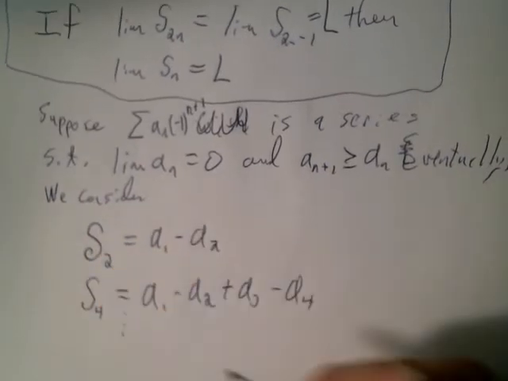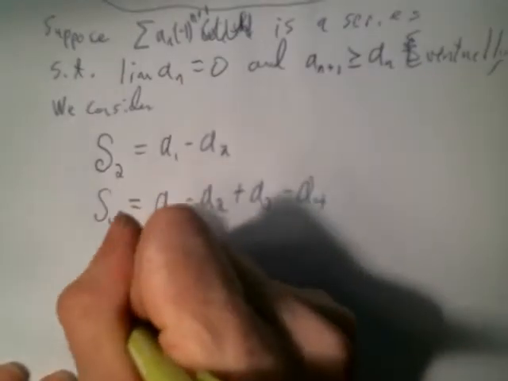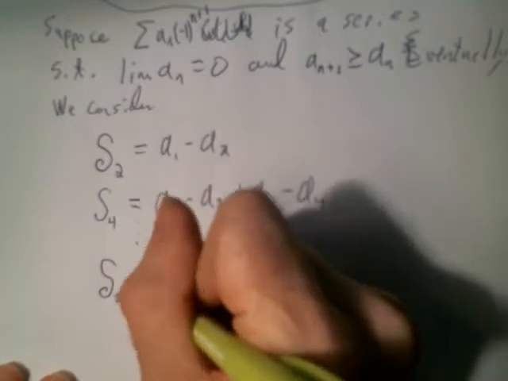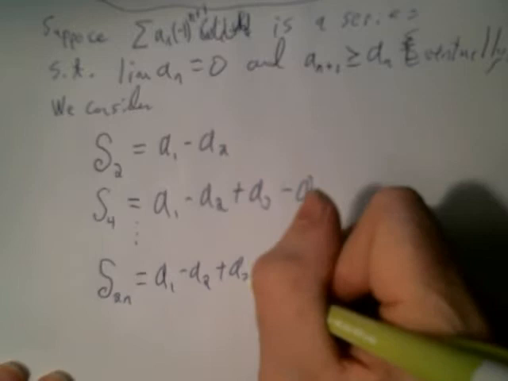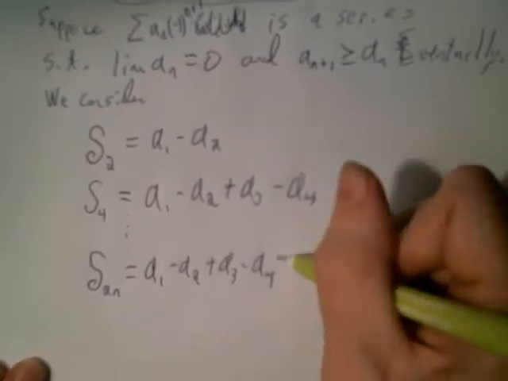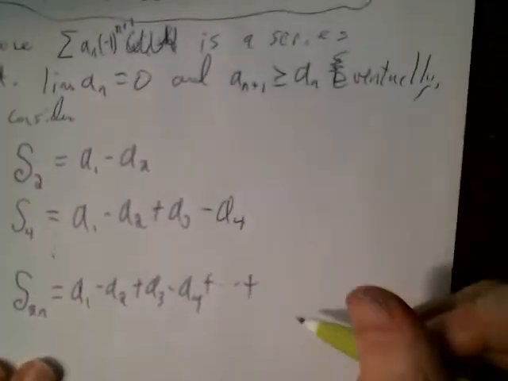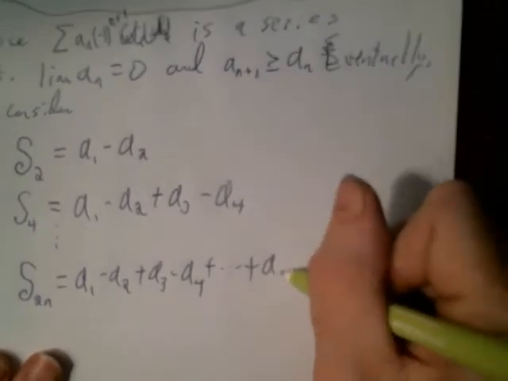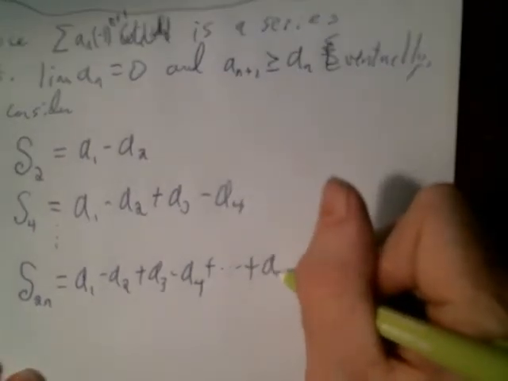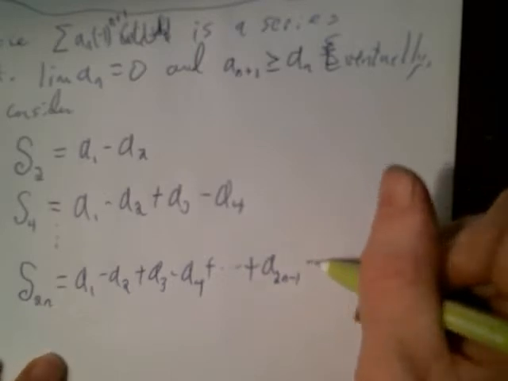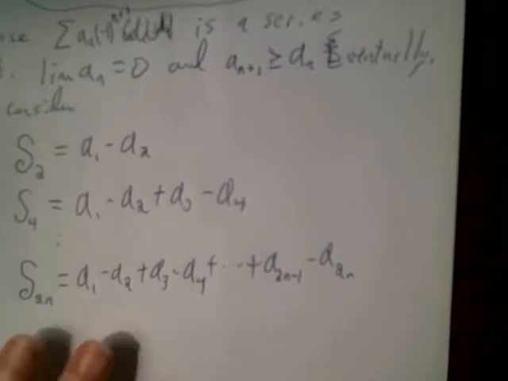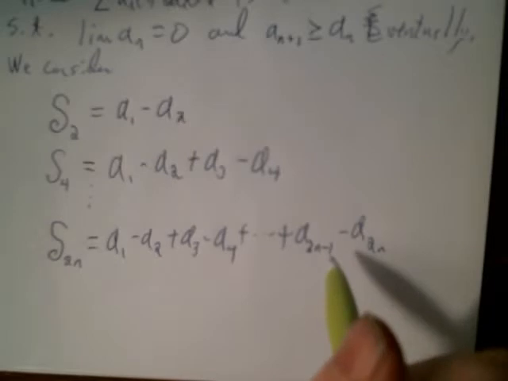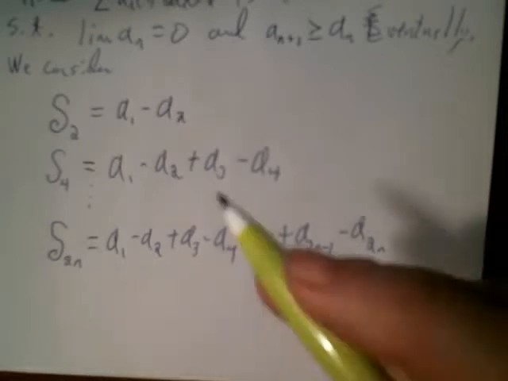But anyways, you go on and on with this, and you get an expression S sub 2n, which will be A sub 1 minus A sub 2 plus A sub 3 minus A sub 4 plus dot dot dot plus, all the way at the end here, A sub 2n minus 1 minus A sub 2n, right? So the proof kind of hinges on our ability to rewrite these finite sums in curious ways.